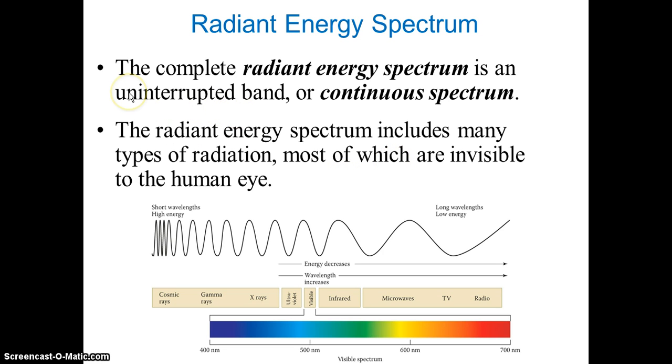So this is the complete radiant energy spectrum. It is an uninterrupted band, or continuous spectrum. The radiant energy spectrum includes many types of radiation, most of which is invisible to the human eye. For example, cosmic rays, gamma rays, X-rays, ultraviolet rays. Of course, visible light we can see with our eyes. And then infrared, microwave, TV, radio. Those are in the radiant energy spectrum.